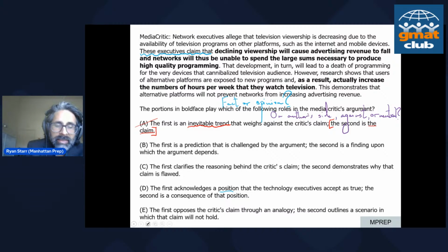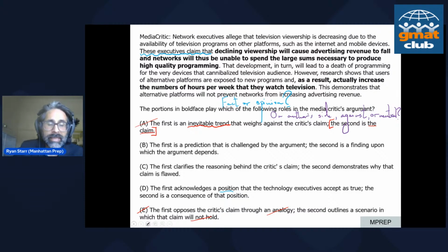So let's look at E next. "The first opposes the critic's claim through an analogy" is probably already bad. I think this is a good call because what analogy? "Second outlines a scenario in which that claim will not hold." That claim, of course, refers to the critic's claim, and so the second part makes it seem like the second boldface portion goes against that critic's claim, and that is absolutely not the case.